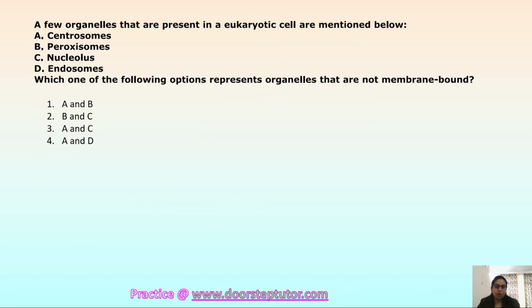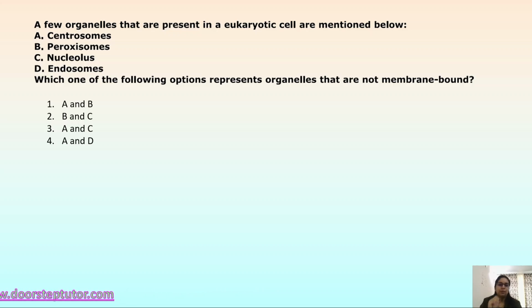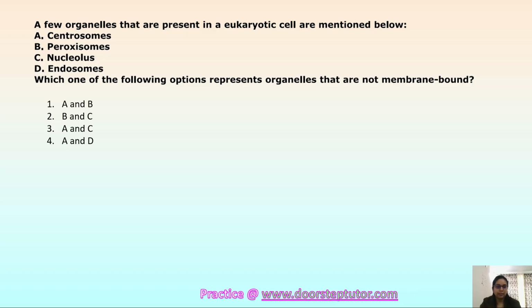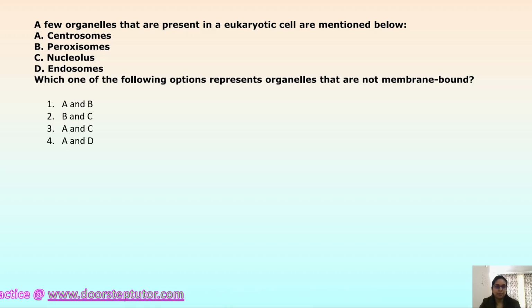Next question is: a few organelles that are present in the eukaryotic cell are mentioned below: the centrosome, peroxisome, nucleolus, endosome. Which of the following options represents the organelles that are not membrane bound? So we know that endosomes are obviously membrane bound. The peroxisomes are also membrane bound, but the centrosome and the nucleolus are not membrane bound.